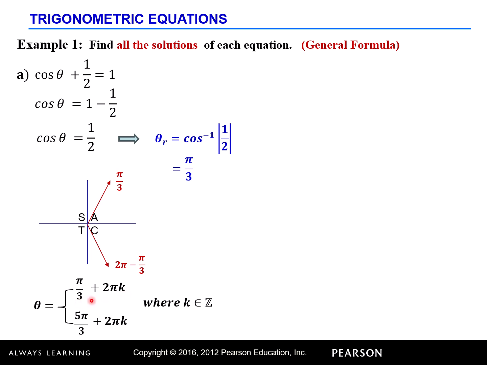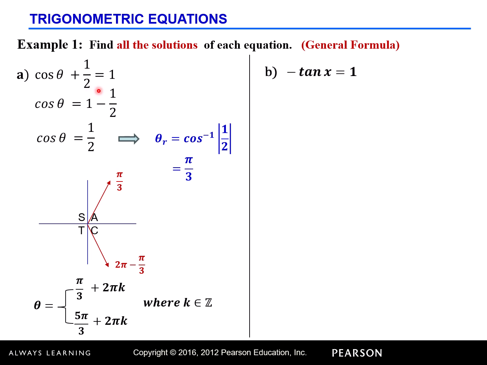So k here can be 0, can be 1, -1, 2, -2. So all the angles here will be coterminal angles of pi over 3, and all the angles from k equal to 1 and so on will be the coterminal angles for 5 pi over 3. So these are the solutions that we want on this trigonometric equation.